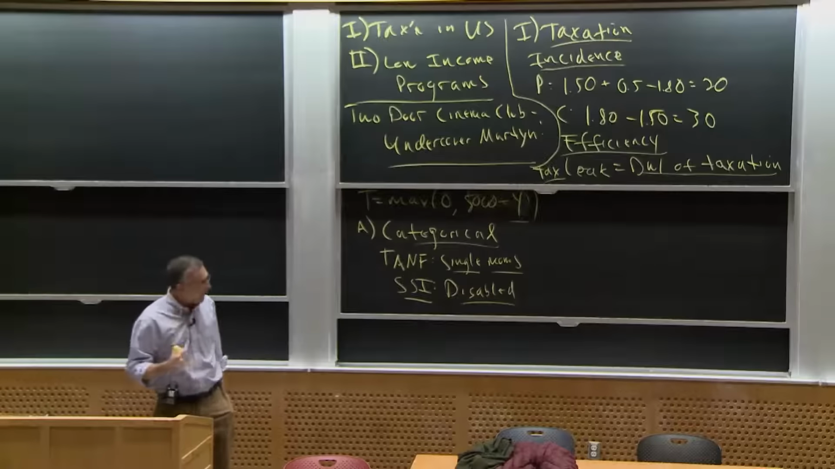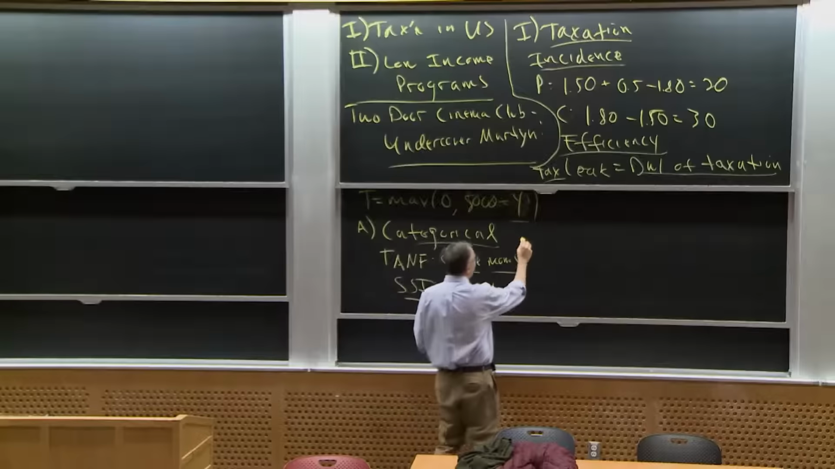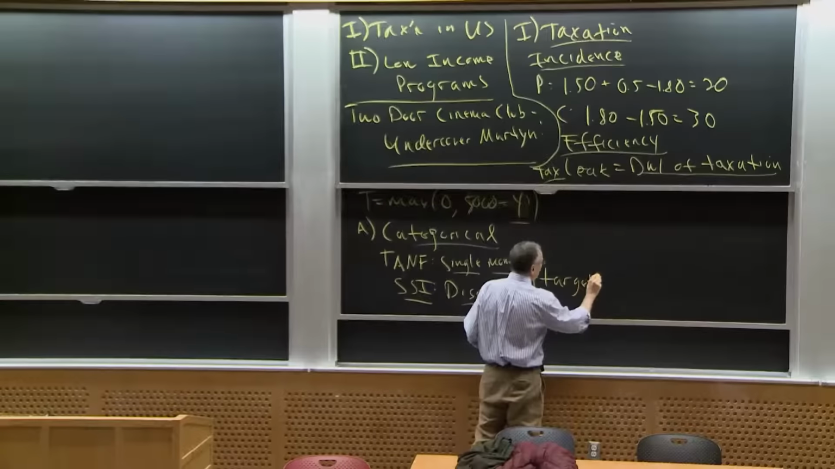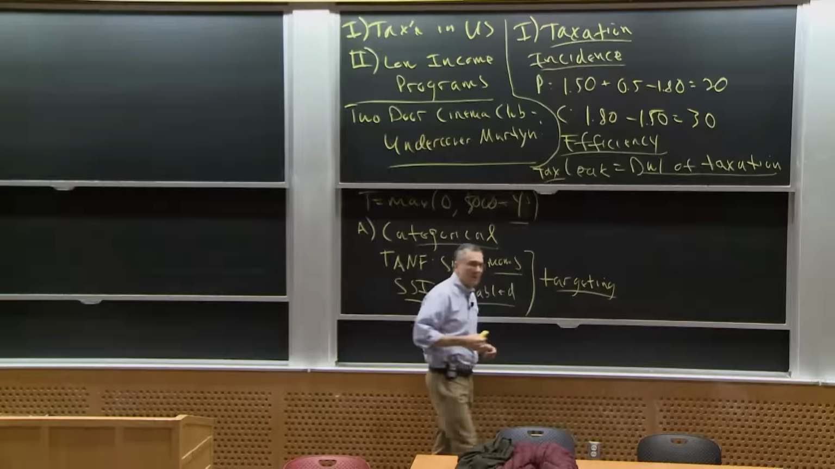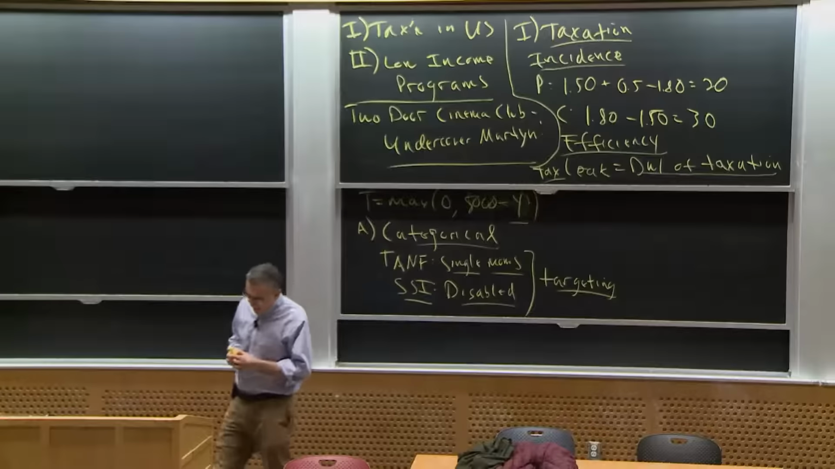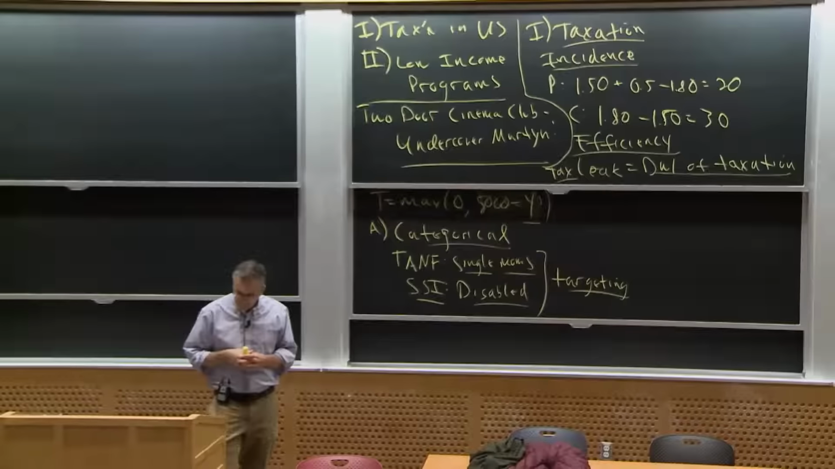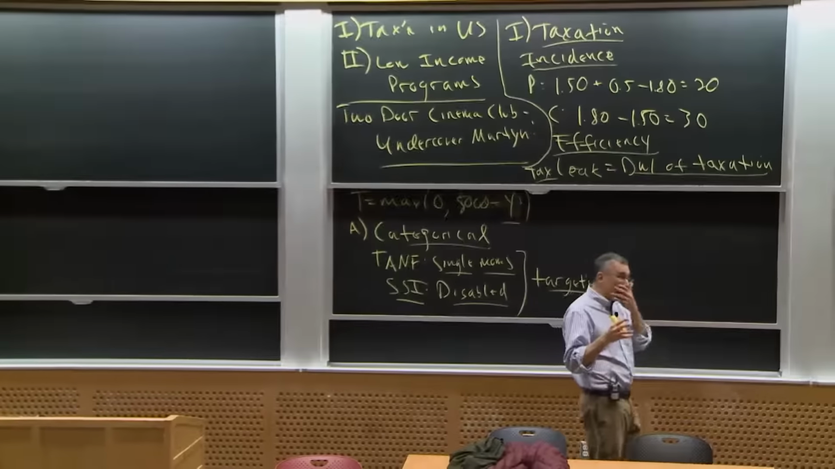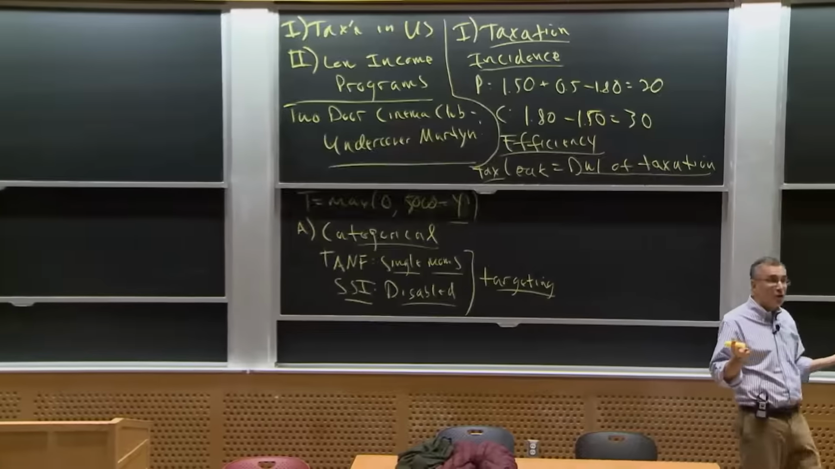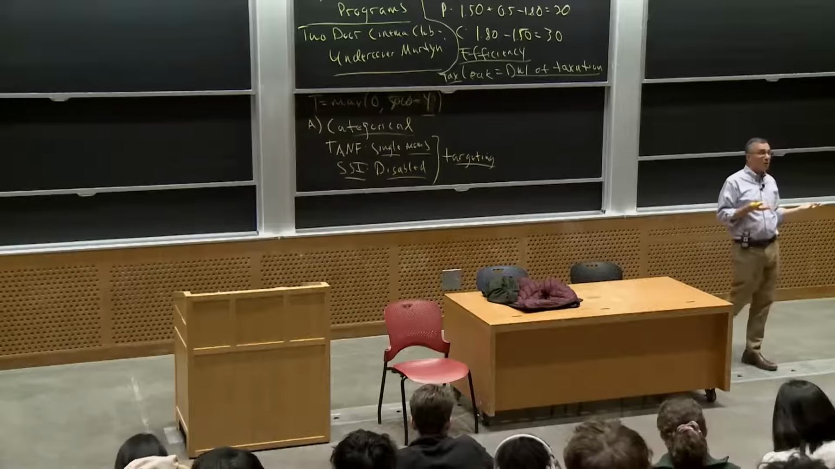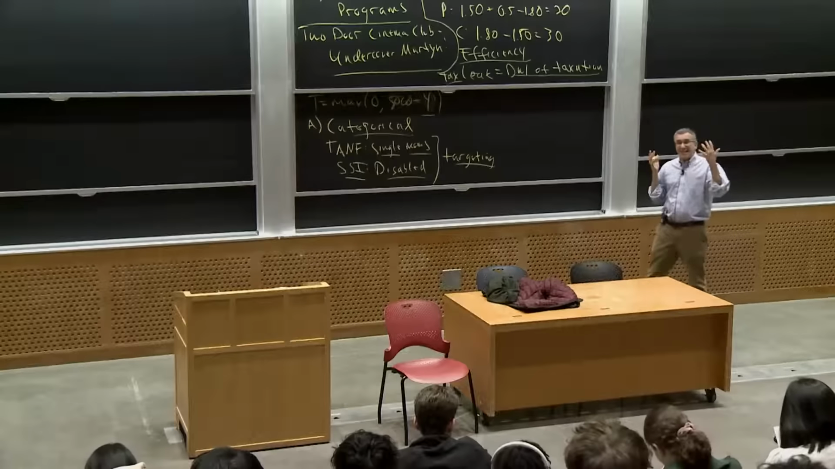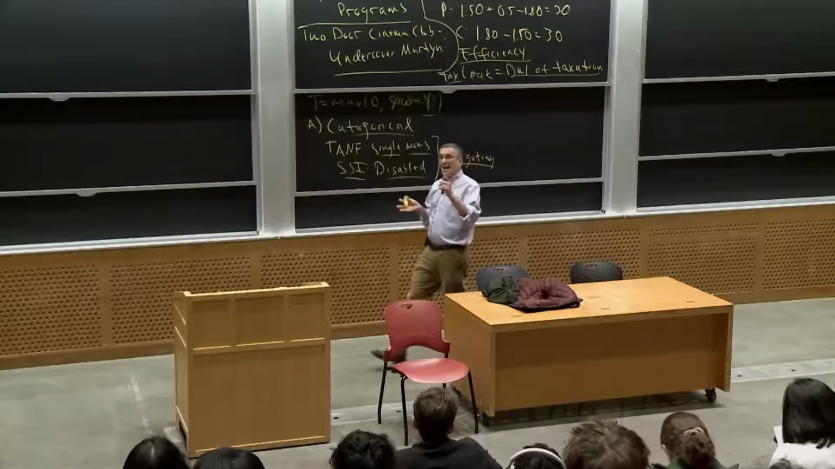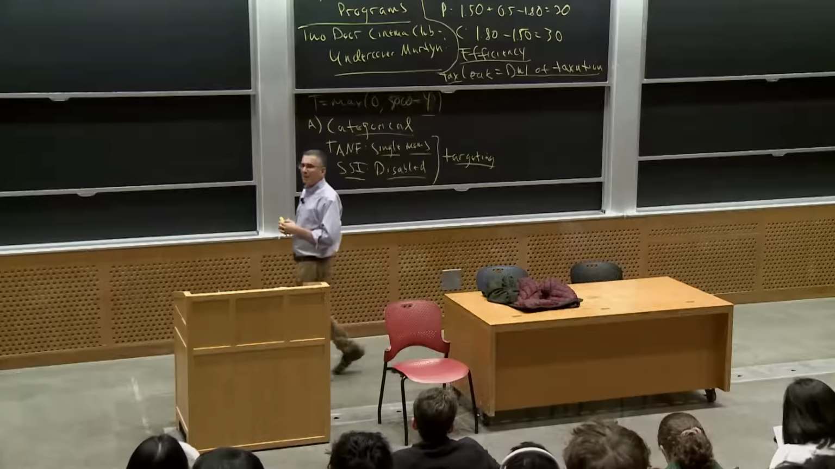Why do we do categorical transfers? Because we're trying to take advantage of targeting. Obviously, we want to give money to low-income people, those people who need it. We talked about how any sensible social welfare function would deliver redistribution to low-income people. The problem is that in giving to them, we make this huge leak in the bucket. What if, however, we could give it to them without creating a leak in the bucket?